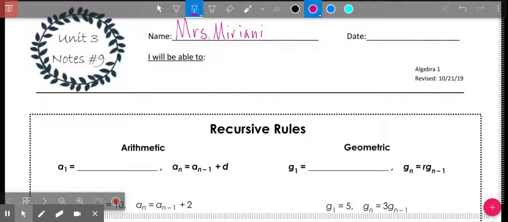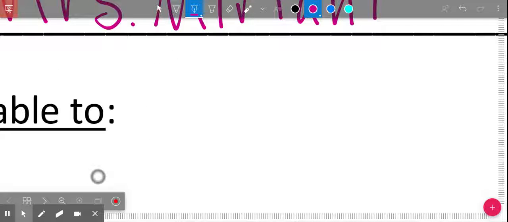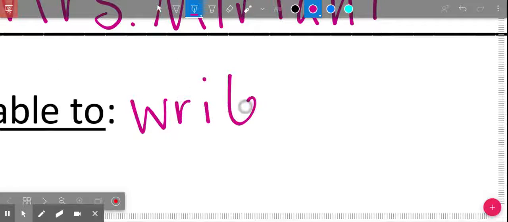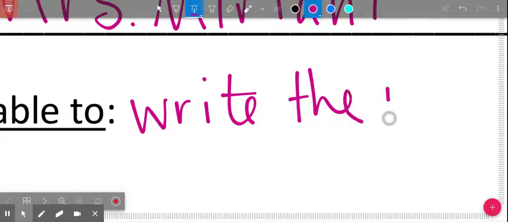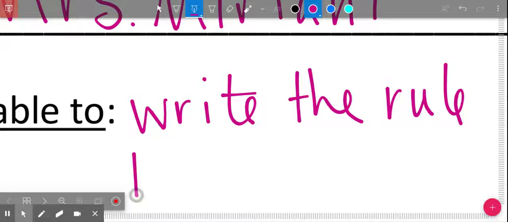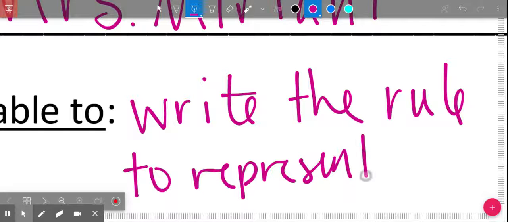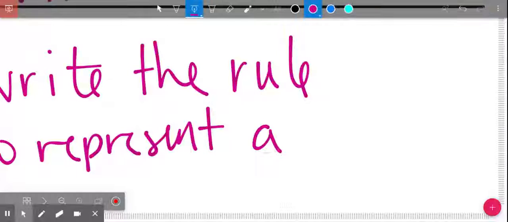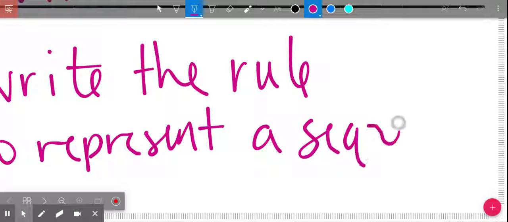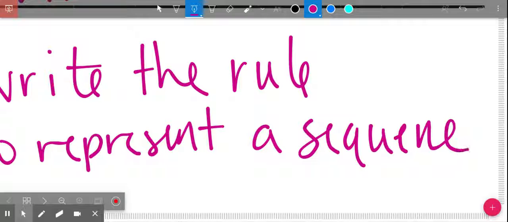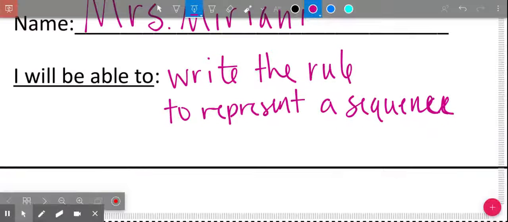Okay, so our goal today is I will be able to write the rule to represent a sequence. Alrighty, so we're going to be writing the rules to represent a sequence.